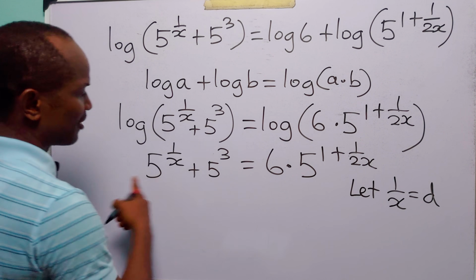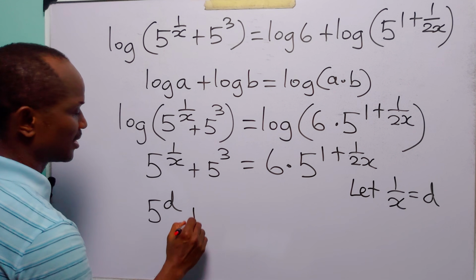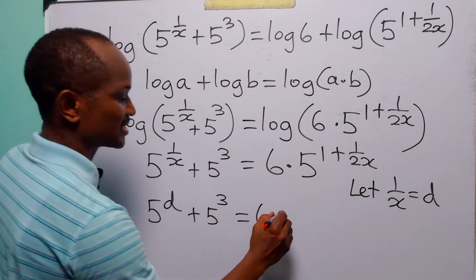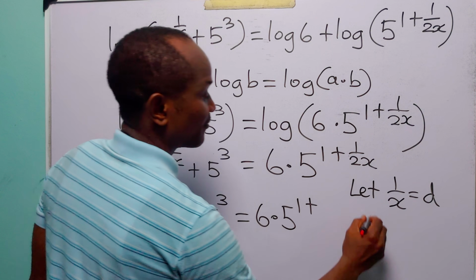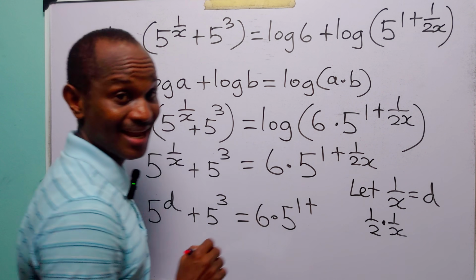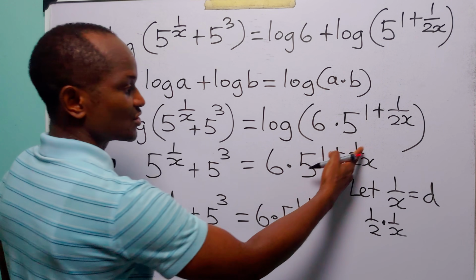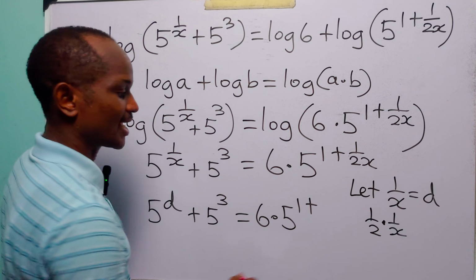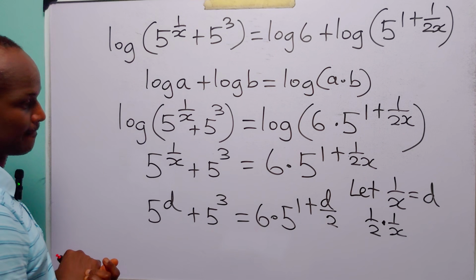That means that we can now write this equation as 5 to the power d plus 5 cubed is equal to 6 times 5 to the power 1 plus, now here we have 1 over 2 times 1 over x. And of course, 1 over x is equal to d. So this is 1 over 2 times d, which is equal to d over 2.